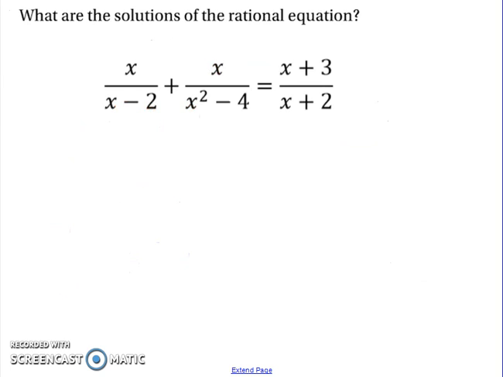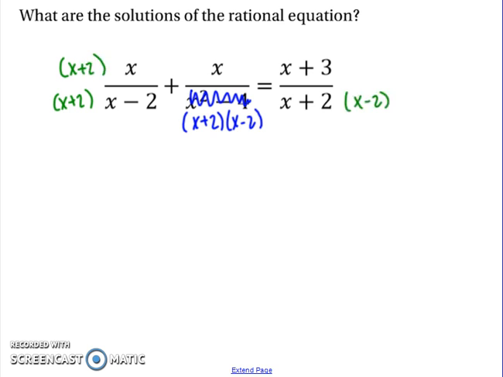If we look at this problem, we want to find the solutions. So the first thing we have to do is get a common denominator. Now the second fraction has a denominator of x squared minus 4, so we can rewrite that as x plus 2 and x minus 2. So to make a common denominator, I need an x plus 2, top and bottom, and I need an x minus 2 over here, top and bottom.